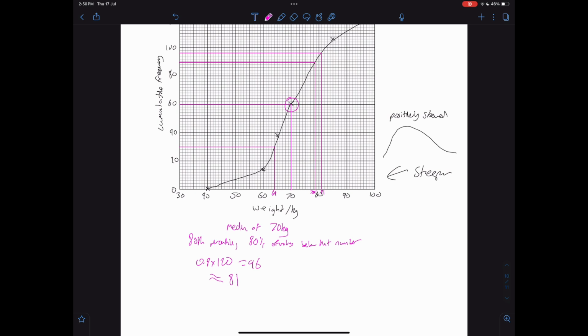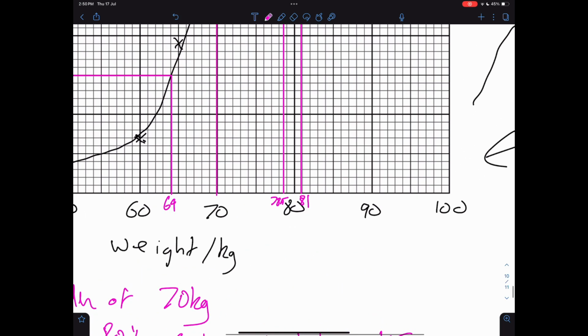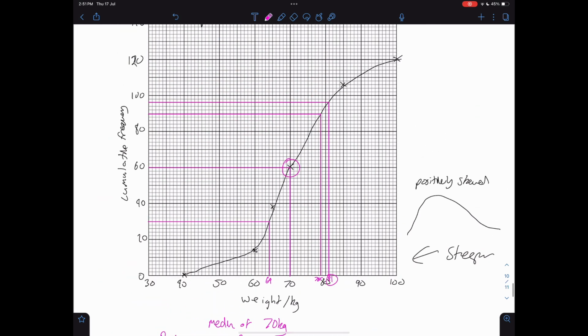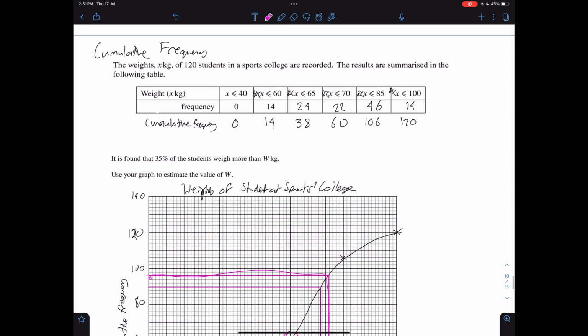And so then it could ask you the opposite. Rather than asking you what's the 80th percentile, they could have asked you, what K percent of values fall below 81, which is our 80th percentile, estimate the value of K. And you'd have to do the opposite. You'd rule from 81 up to intersect the curve and then go on to cumulative frequency and then divide by 120 and get your K.